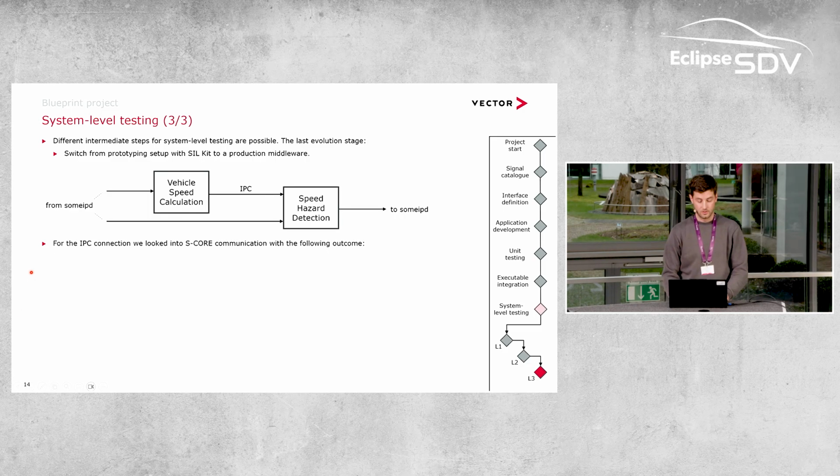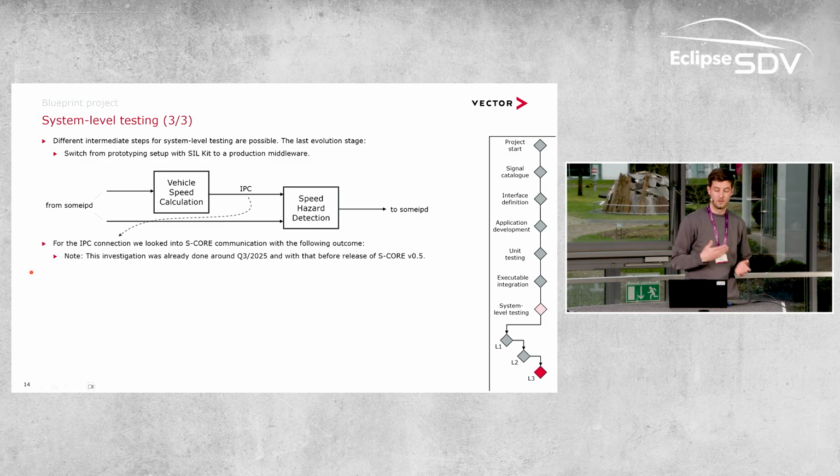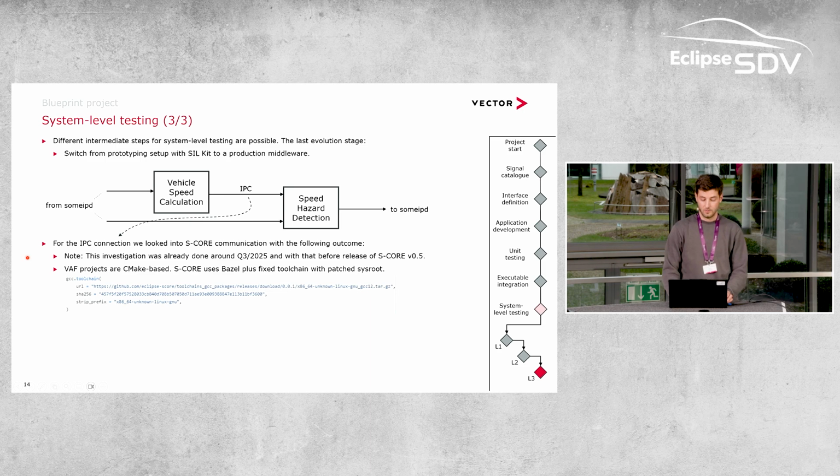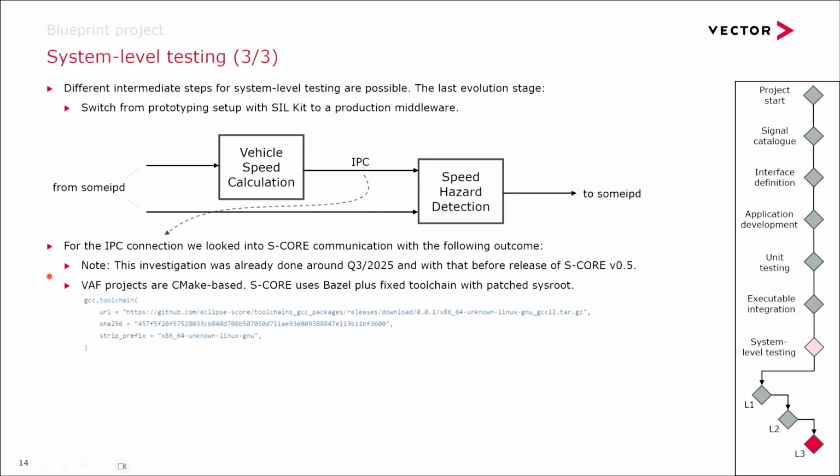And yeah, the outcome is as follows. So we did this already end of last year. Maybe that was too early, at least this is my conclusion. So we did this even before the version 0.5. We found some mismatch when it comes to the build environment. So S-Core is using Bazel. The application framework projects are CMake based. We also found back then, I think this has changed in the meanwhile, fixed tool chains.